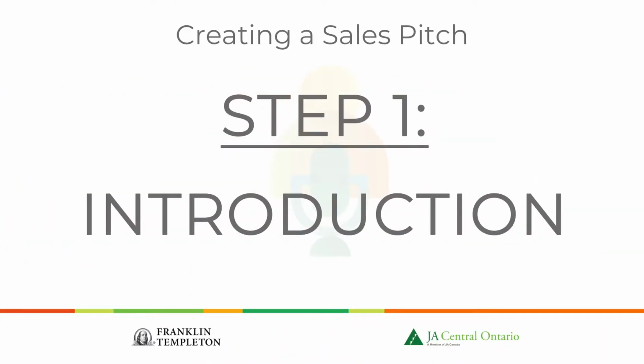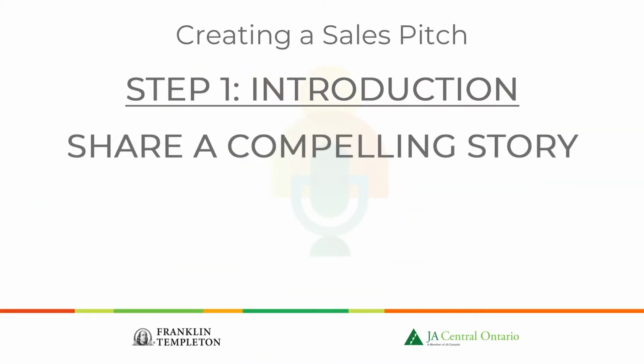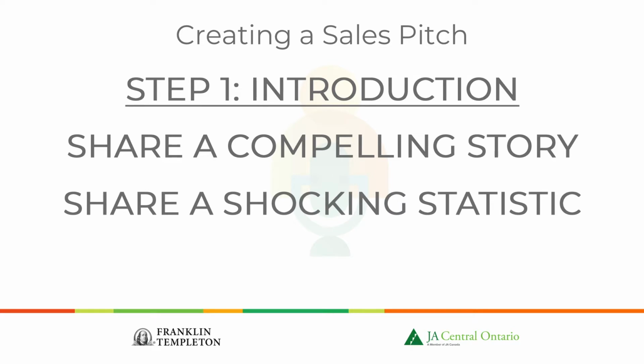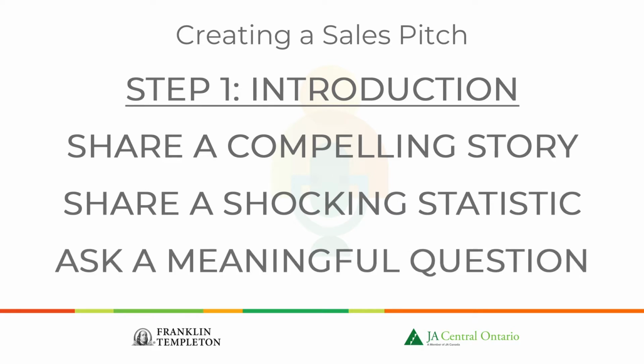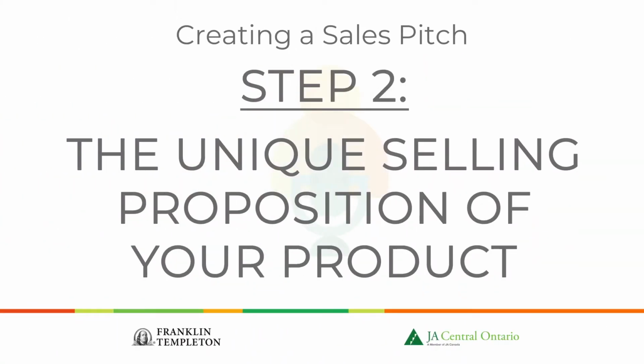Step 1. This is the introduction. You're going to want to get your audience's attention. And that can be through sharing a compelling story, sharing a shocking statistic, or asking your audience a meaningful question to get them to reflect. Once you've gotten their attention, you can move to step 2, which is sharing the unique selling proposition of your product. This is how your product compares and contrasts to the competition.